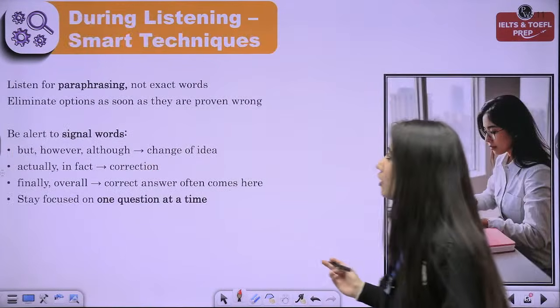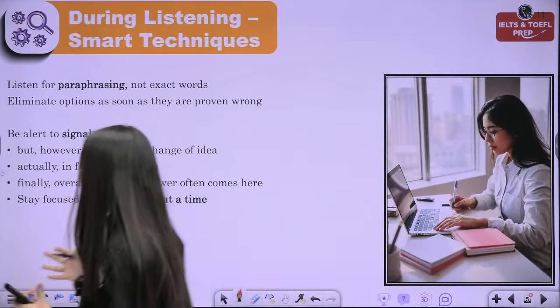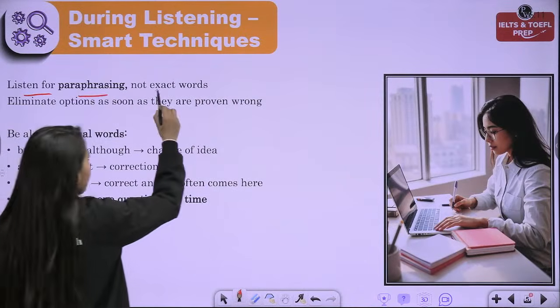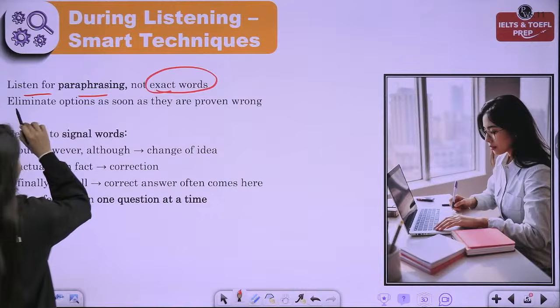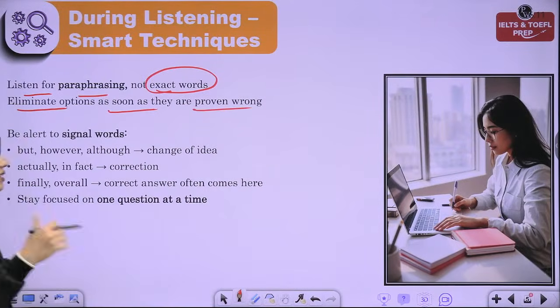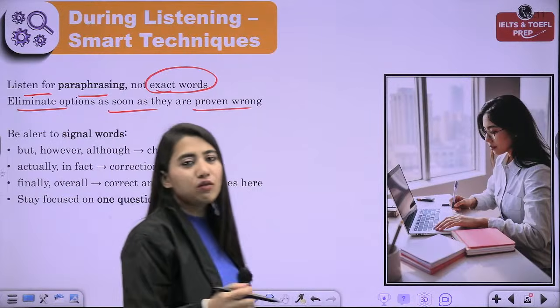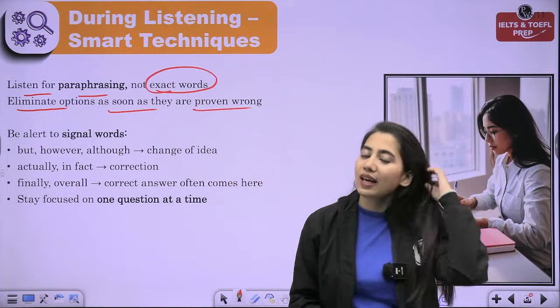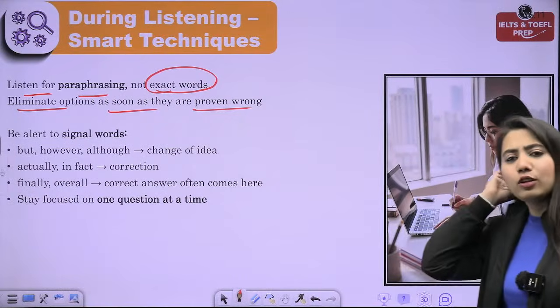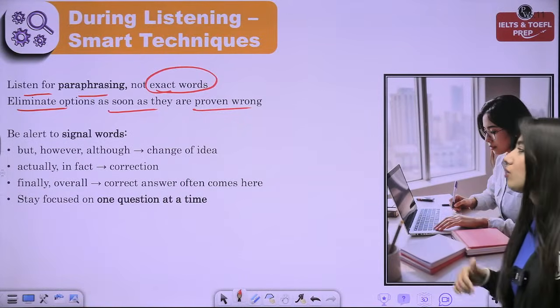लेट्स मूव अहेड. सो ड्यूरिंग लिसनिंग क्या क्या वो टेक्निक्स हैं जो हम कर सकते हैं. देखो, listen for paraphrasing, not for the exact words, right. Eliminate करो options को as soon as they are proven wrong. Once you feel कि this is out of scope, this cannot ever be my right answer, so उसको then and there आप eliminate कर सकते हो. Eliminate कर दो उसको. Why to keep that, है ना. So ये चीजें आपको करनी हैं.